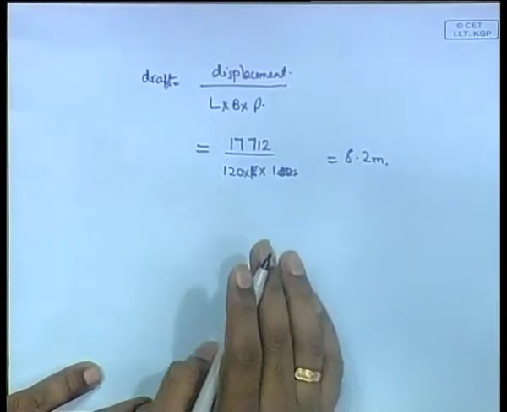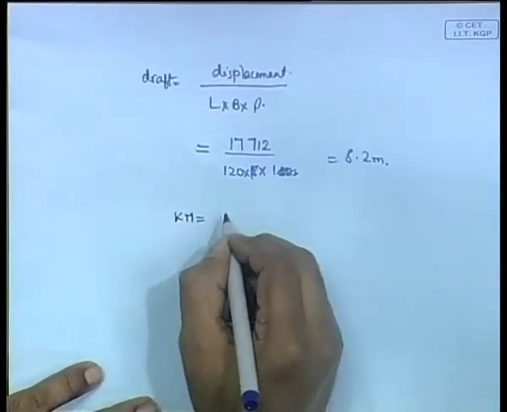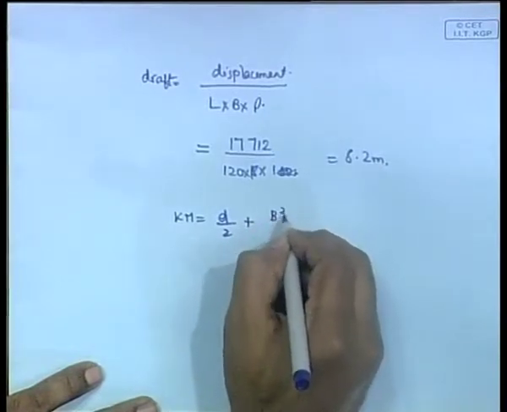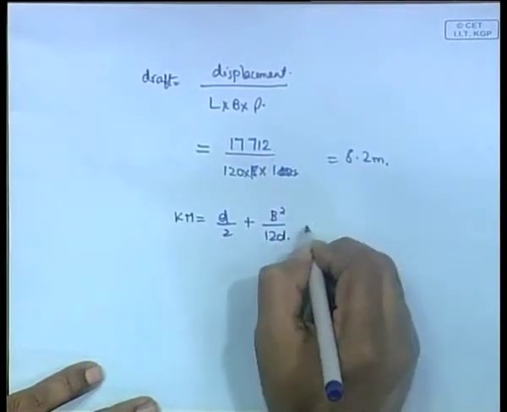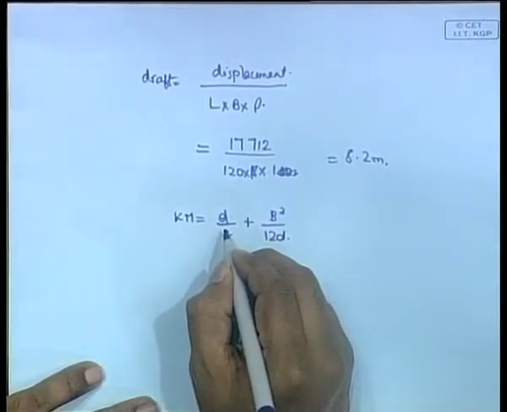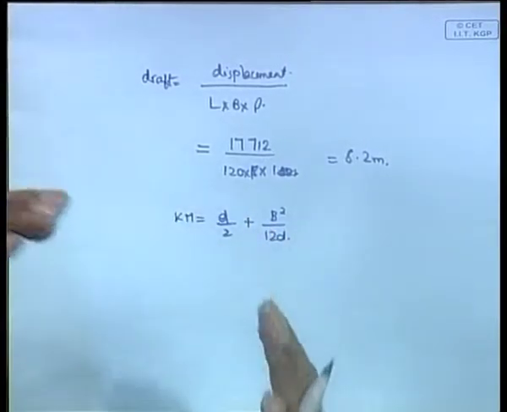Okay. Now, you are told that this is a box shaped vessel. So, again we can use this formula, Km is equal to d by 2 plus b square by 12 d. Remember, you have to use for this d 8.2 meters and not 8 meters, because you are finding the Km once the weight has been loaded. It is just a problem as such, there is nothing more to it.